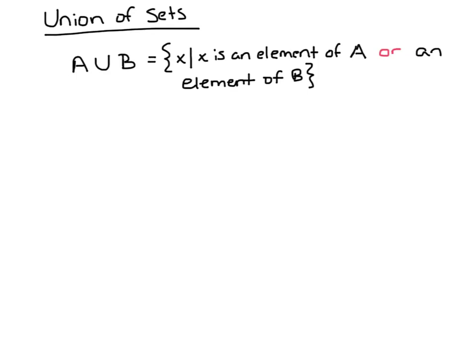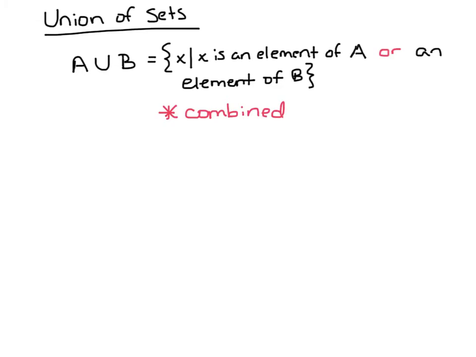The second type of problems that we're going to be working on is a union of sets. So we've been working on the intersection, which is what they both have in common, A and B. The union of sets is the set of values of x such that x is an element of A or an element of B. So rather than it being what they have in common, it's going to be everything combined. So if it's in A or if it's in B, it's going to be part of the union.